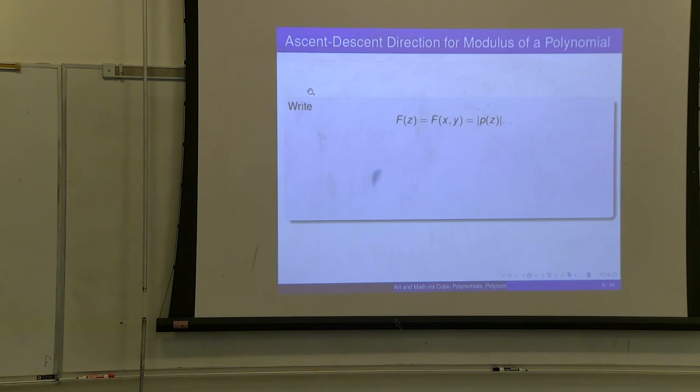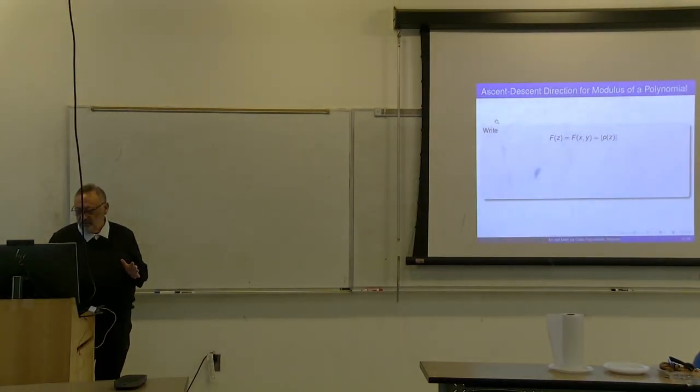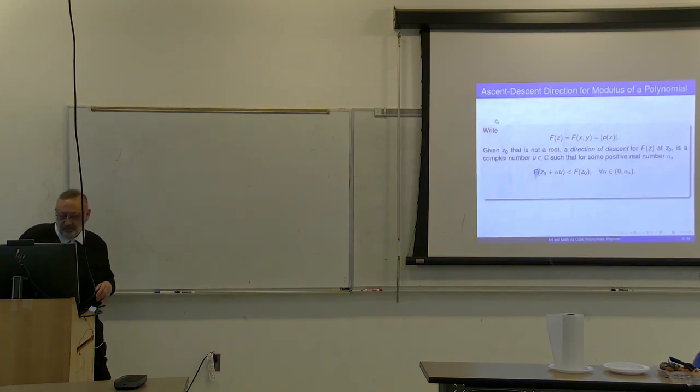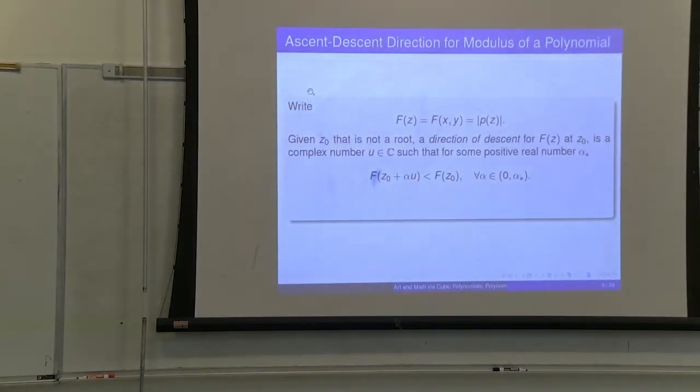So the ascent direction of the modulus of a polynomial, if you write f of z for f of x, y, which was the modulus of the polynomial, is a direction where you can go upward, right? If you're going hiking, standing at the mountain at a point, there are some directions where it goes upward. It's not necessary to go upward all the way, but it goes up for a while. Likewise, you can define directions of descent.